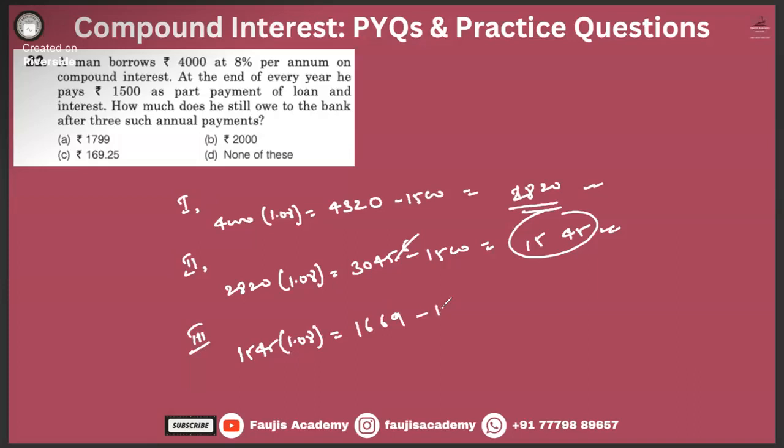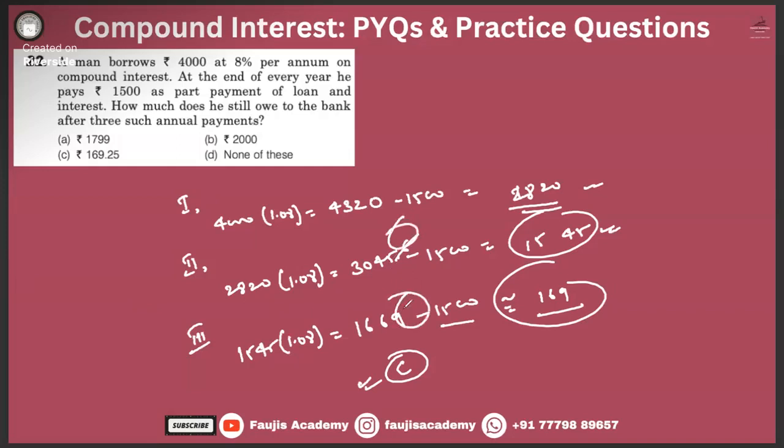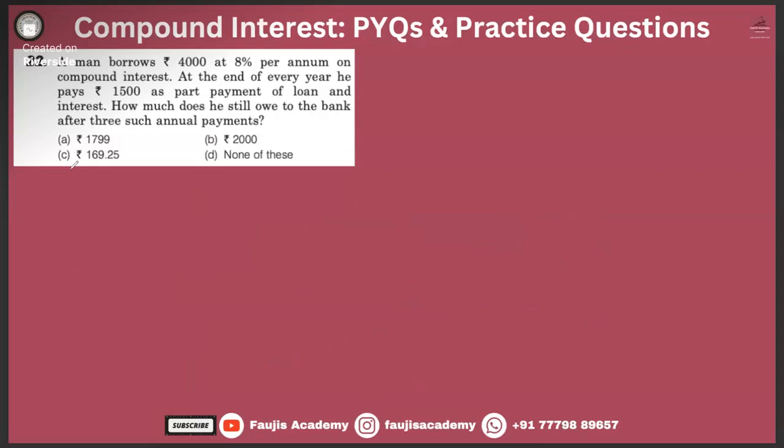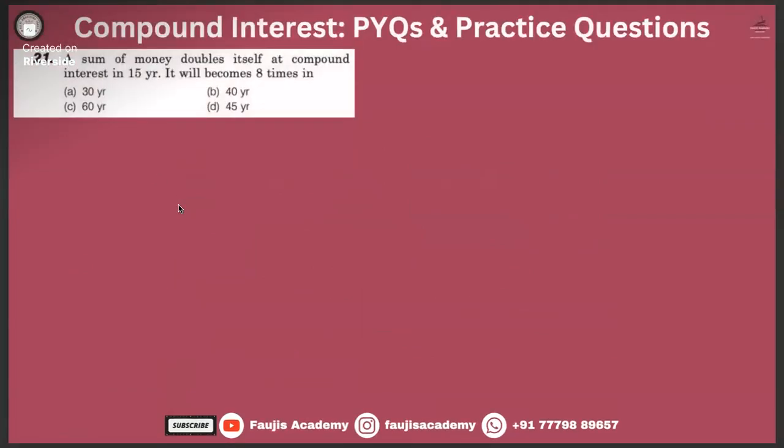Minus 1,500 he paid. So how much does he still need to pay? Somewhere close to this, right? So which answer option is correct? Option C. If you work out with all the precise numbers here and here, you will get 169.25. But it doesn't make sense to work out with those precise numbers, right?